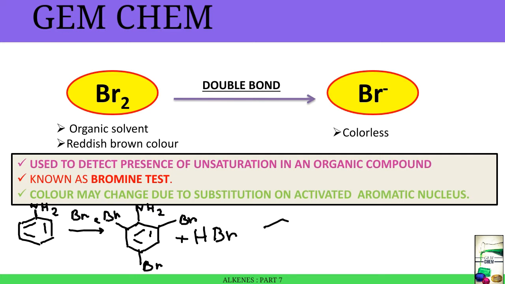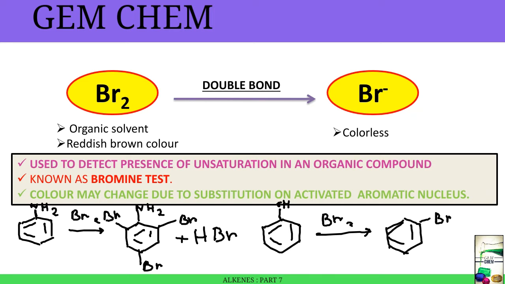Another example is this one, if we take phenol, OH, and then we add Br2, then the product obtained is like this: Br, OH, Br, and here also in the para position Br, plus HBr, right.